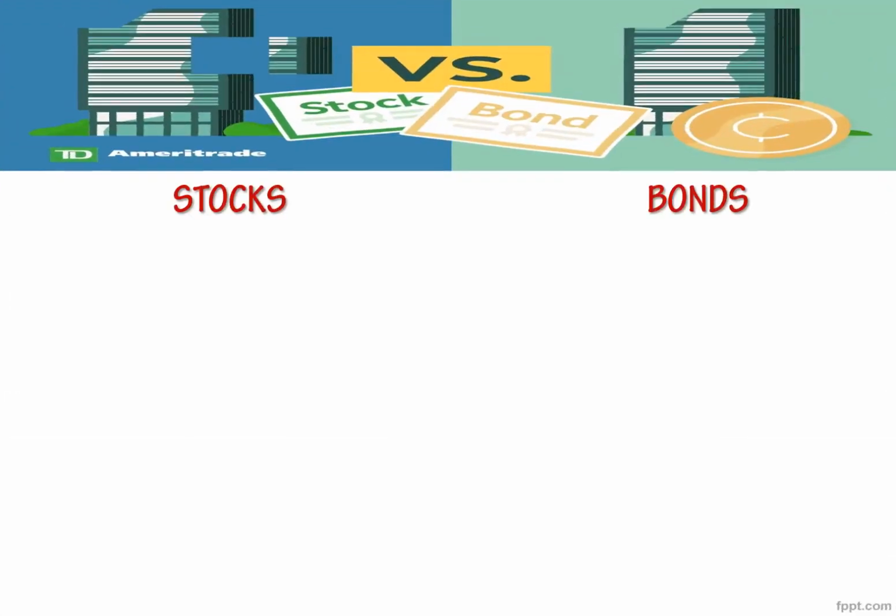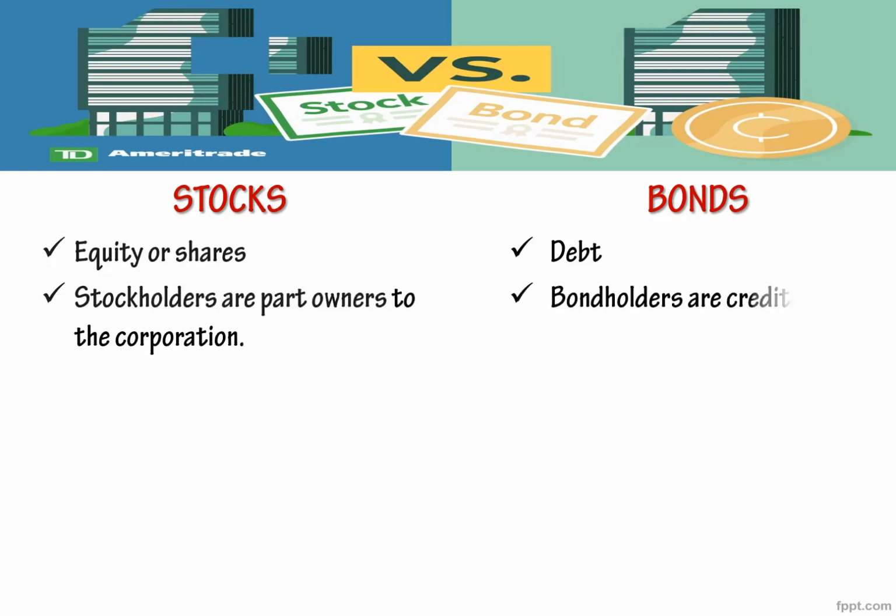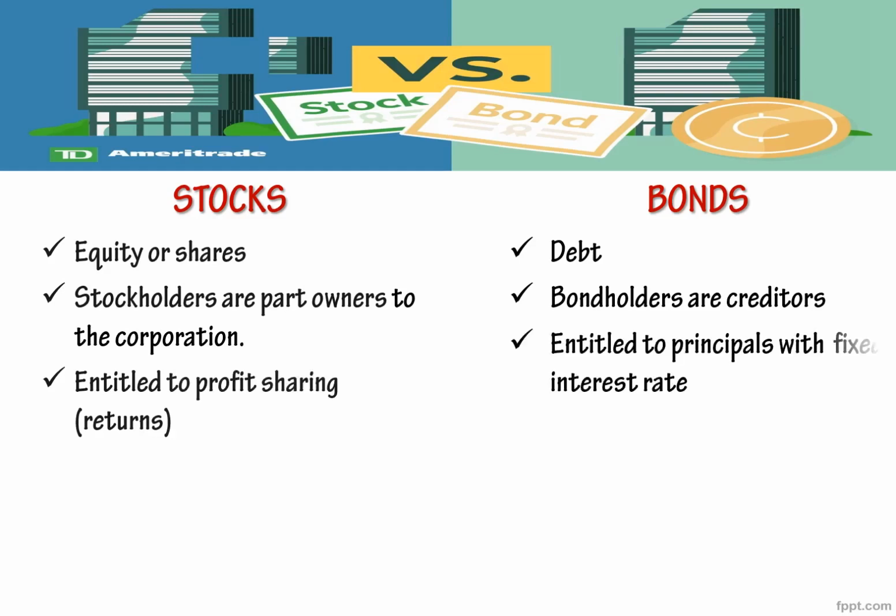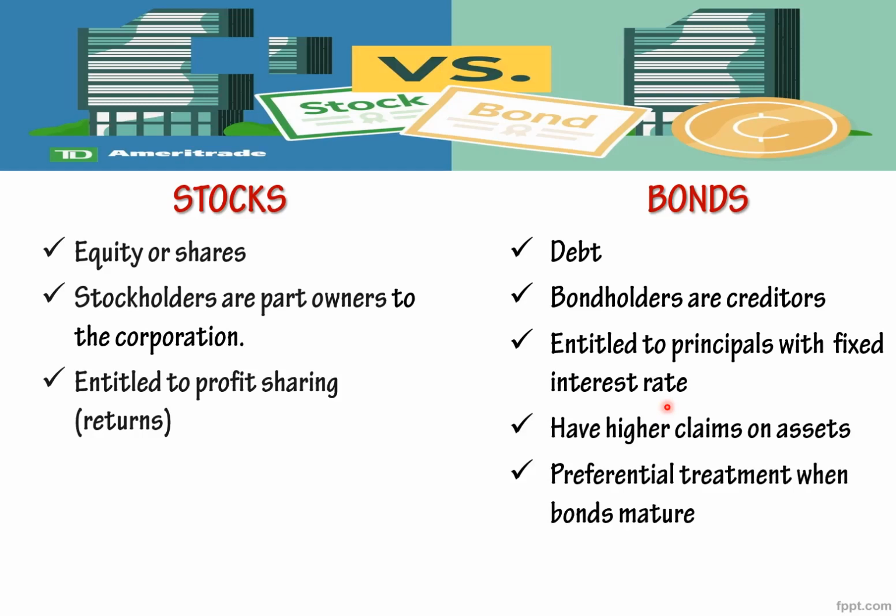Let's differentiate between stocks and bonds. So stocks are equities or shares, while a bond is a debt. Stockholders are part owners of the corporation, while bondholders are creditors. Stockholders are entitled to profit sharing or returns, while a bondholder is only entitled to the principal with a fixed interest rate. But they have higher claims on assets. So they have preferential treatment when the bonds mature. In case of bankruptcy, they will get paid first before a stockholder.